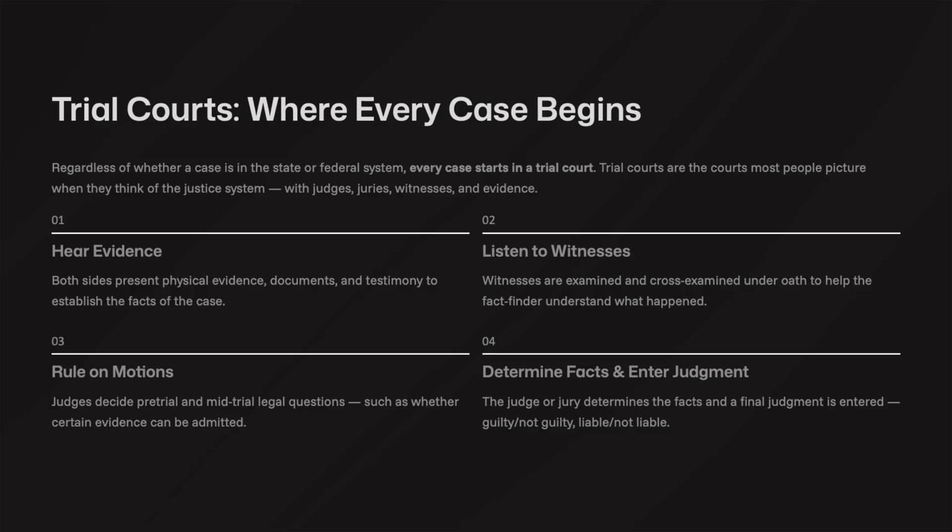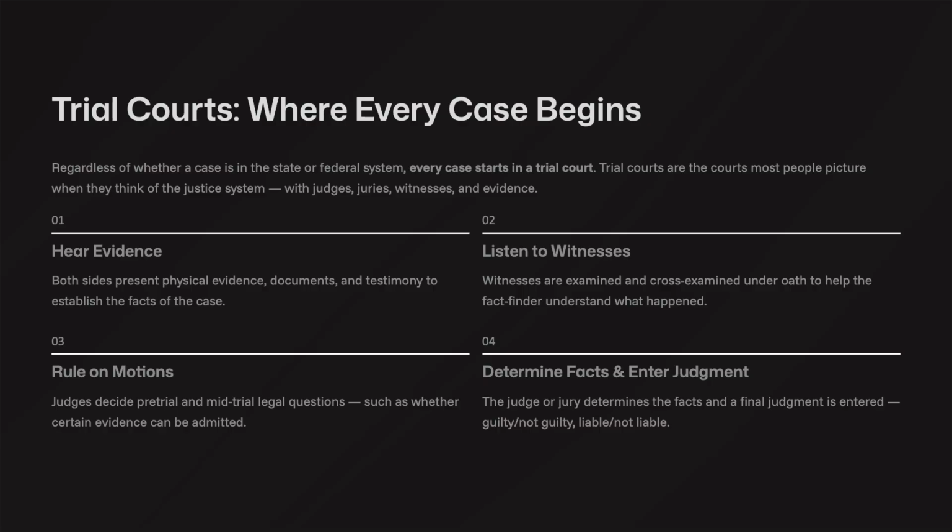Trial courts, where every case begins. Whether a case is heard in state court or federal court, it almost always begins in a trial court. Trial courts are where evidence is presented, witnesses testify, attorneys make arguments, and judges rule on legal issues. If a jury is involved, the jury evaluates the evidence and determines whether the prosecution or plaintiff has met the required burden of proof.